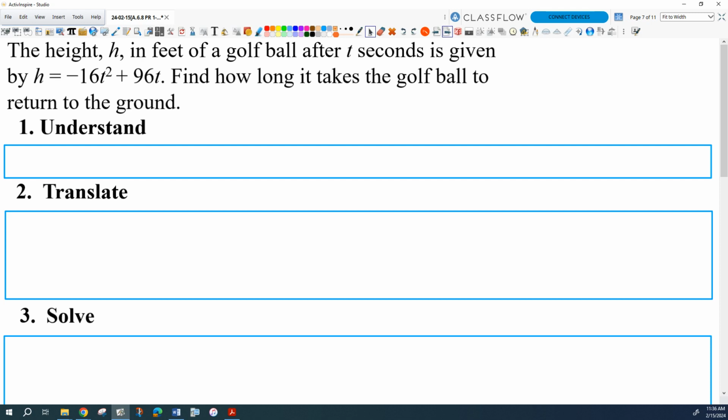So how about this? The height h in feet of a golf ball after t seconds is given by this equation, okay, where h is the height of the ball and t is the time after it's hit, okay? Find how long it takes the golf ball to return to the ground.